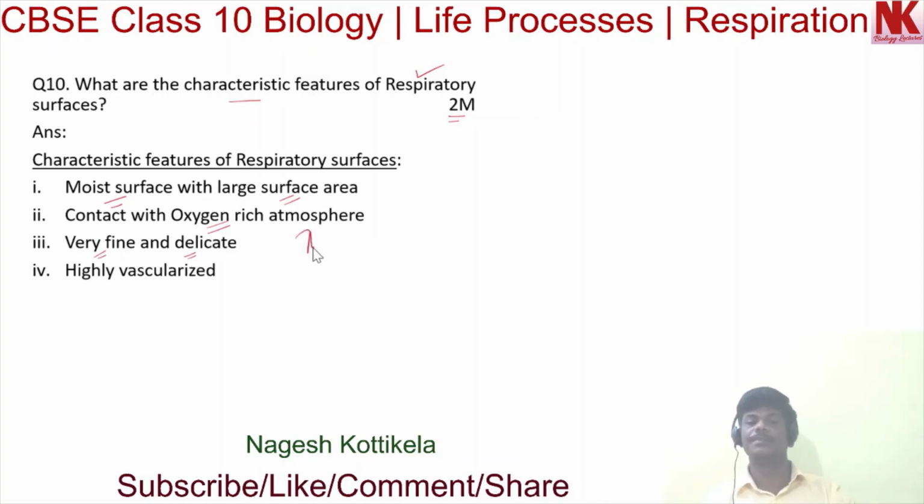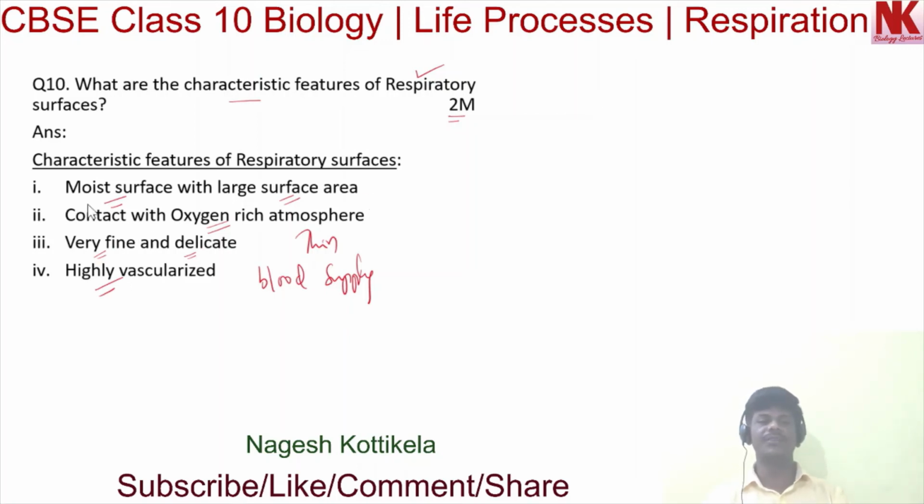So the respiratory surfaces must be thin, they should be delicate structures, and they must be highly vascularized. So the blood supply must be there. They are supplied with blood vessels, blood capillaries. So they are highly vascularized, and these characteristic features of respiratory surfaces enable the efficient gas exchange process in animals. So this is about the characteristic features of respiratory surfaces.